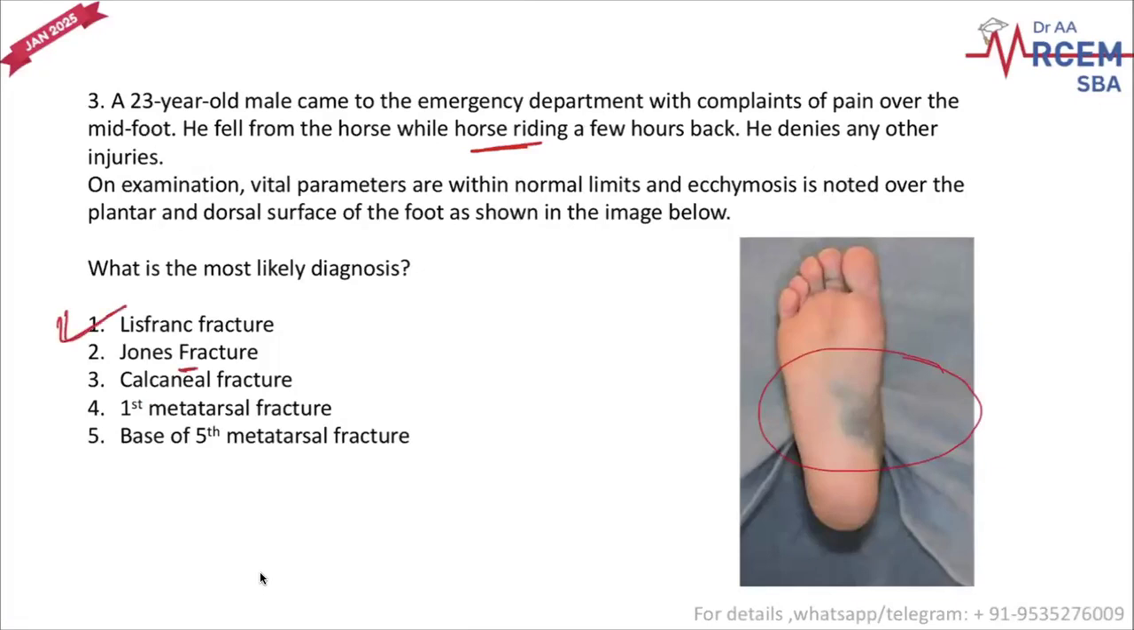Jones fracture is more on the lateral surface. The heel is the calcaneum fracture. First metatarsal fracture, you will be mainly seeing the pain here. Base of fifth metatarsal fracture, the pain is here. So you can rule these out and come to a diagnosis of a Lisfranc fracture.